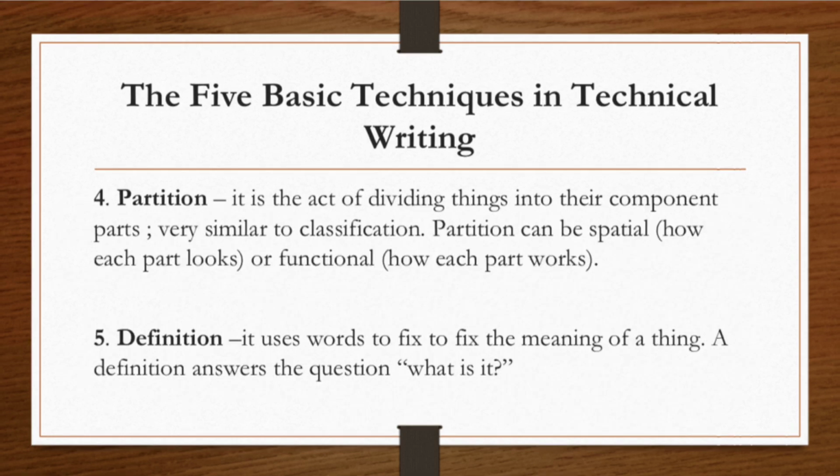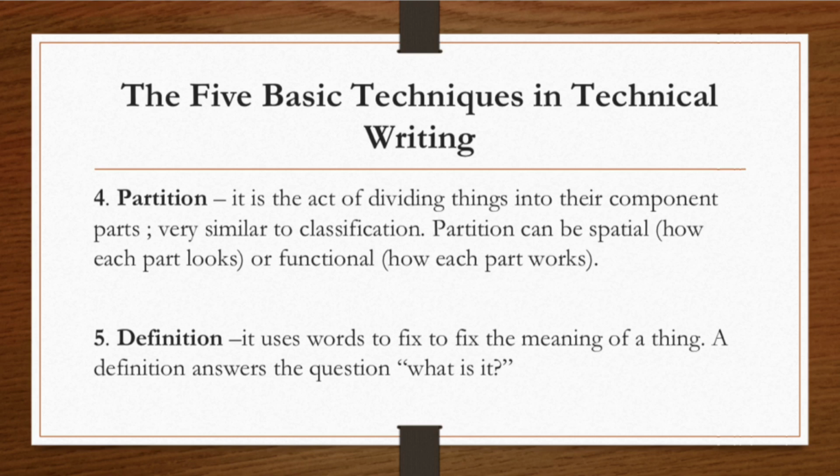Next is the partition. Partition is the act of dividing things into their component parts. It is very similar to classification, and it is an inevitable part of mechanism description and process description. Partition can be spatial. When we say spatial, it is how each part looks, or it can also be functional, or how each part works.